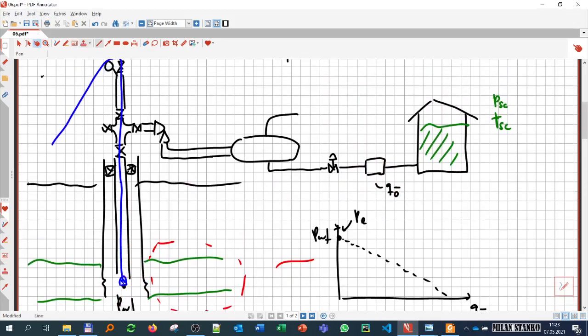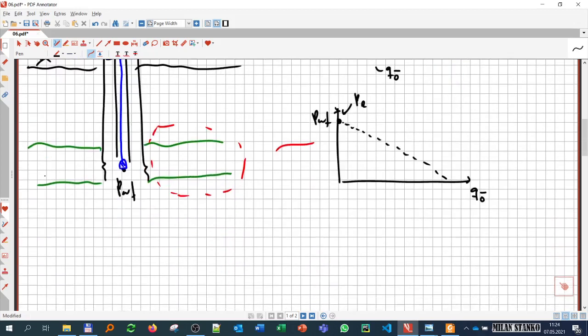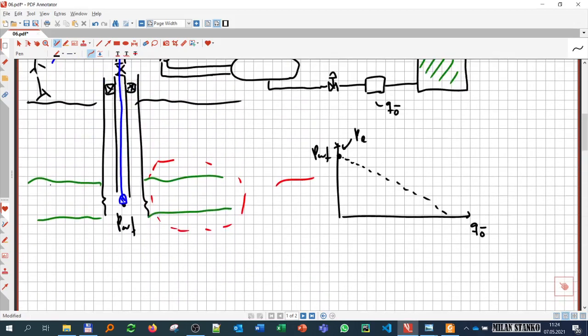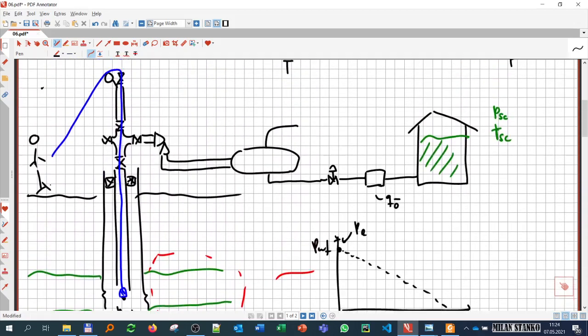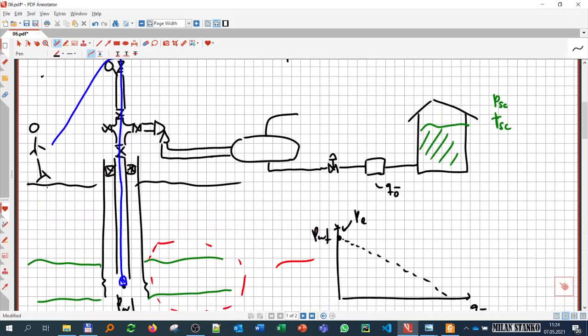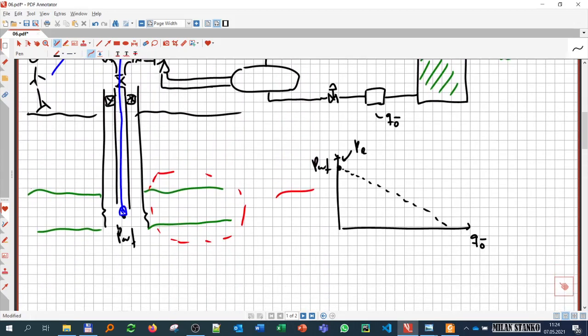And let's put here a person that is lowering the wire. And just as a side note, for historical reference, the first technology that was enabling of doing this in the oil and gas industry is this bottom hole gauge, okay? This bottom hole pressure gauge.